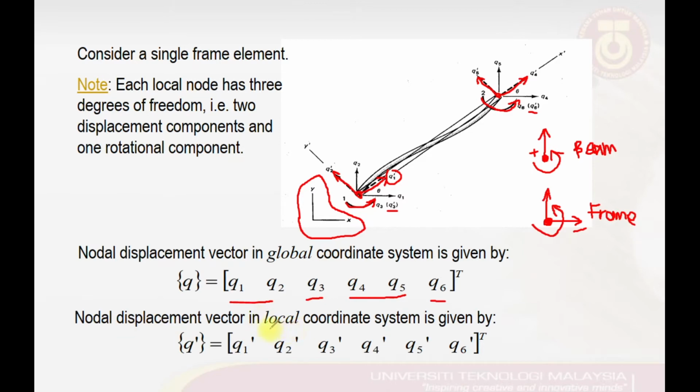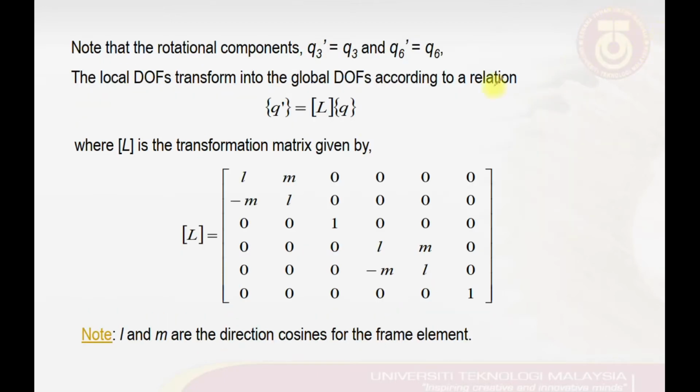The nodal displacement vector in the local coordinate system is given by Q prime, where Q1 prime and Q2 prime, Q4 prime and Q5 prime represent the translations in the x prime and y prime directions in the local coordinate system, and Q3 prime and Q6 prime refer to the rotation at both nodal points. It is very important to understand that the rotation is similar whether we view it in the local or global coordinate system, so it is not affected. Note that the rotation components Q3 prime equals Q3 and Q6 prime equals Q6, so there is no difference in terms of rotations.